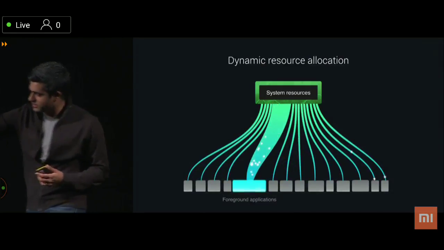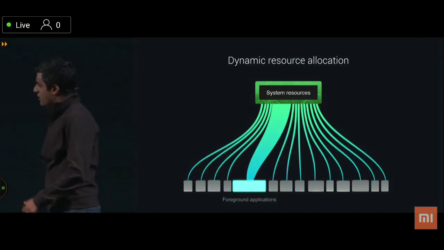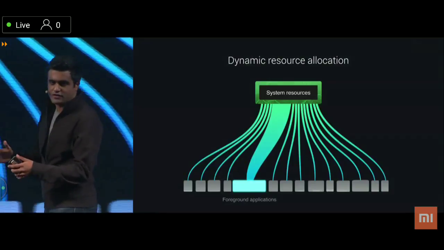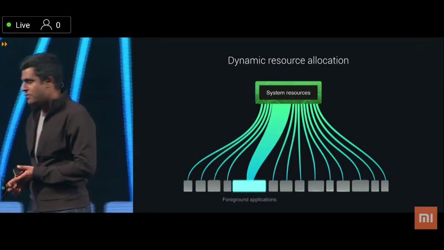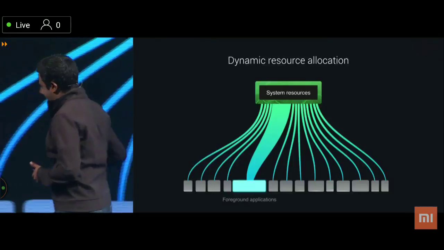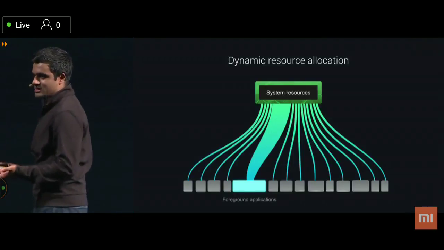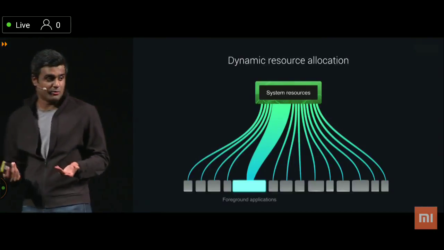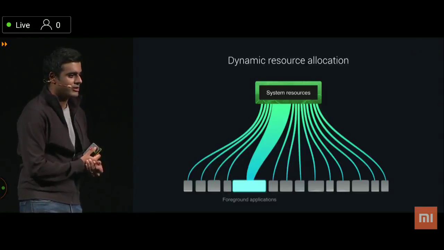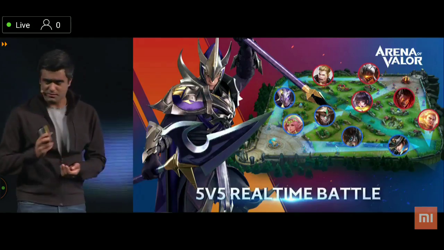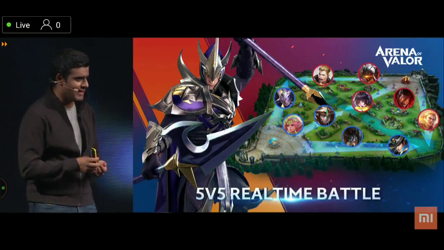The foreground app here is the little blue app down here, and we try to take all of the system resources, CPU, RAM, and allocate it to that foreground app. Because again, that's what you're really doing, and you probably don't care about the performance of those background applications. And this makes a big difference, particularly in gaming scenarios.